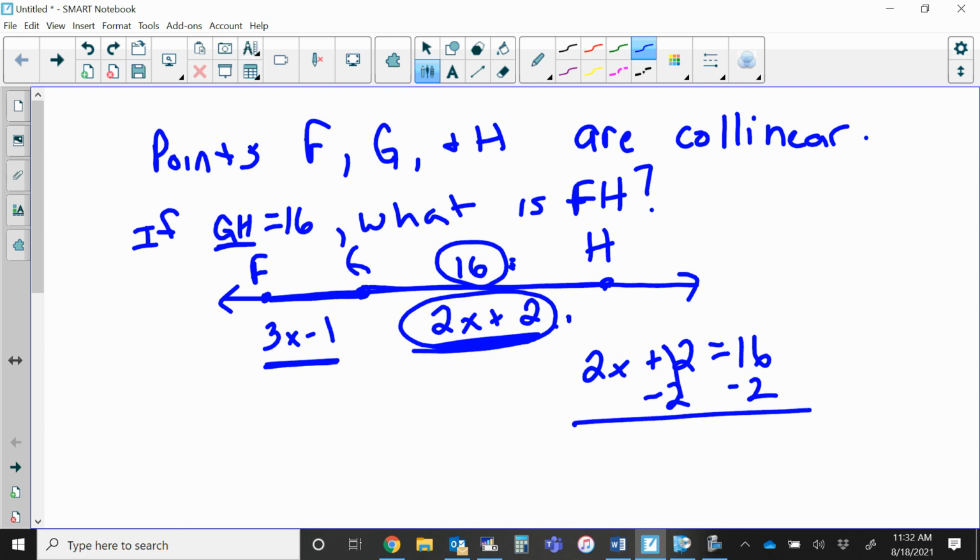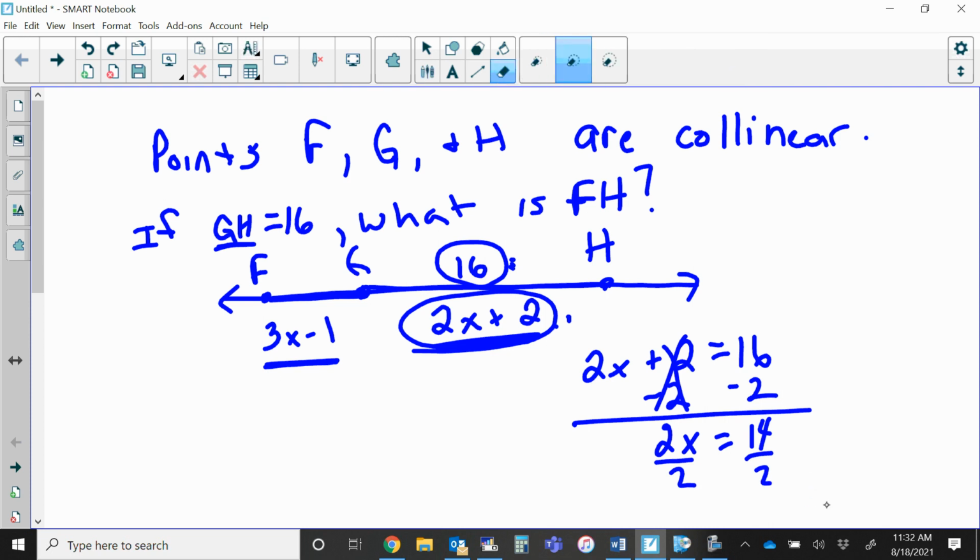So we minus 2. We get 2x equals 14. We divide by 2, careful, and we get x. Okay, hold on. X equals 7. Does that make sense? Now, what do you think some kids do?